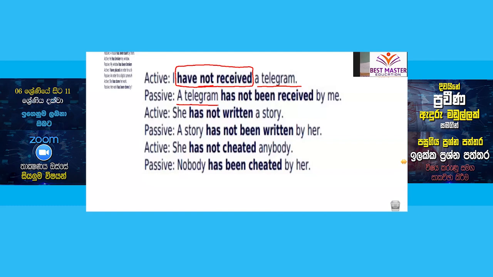So in a passive voice sentence, we have to use not with the has or have. Has been, has not been. Have been, have not been. No problem. Very easy. Look at here. A telegram has not been received by me. The same way. Only not is the special here. Not is special.